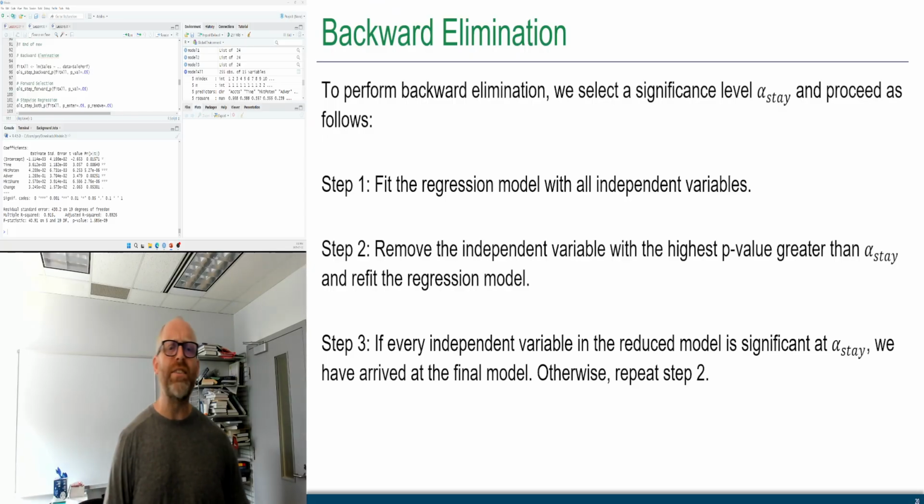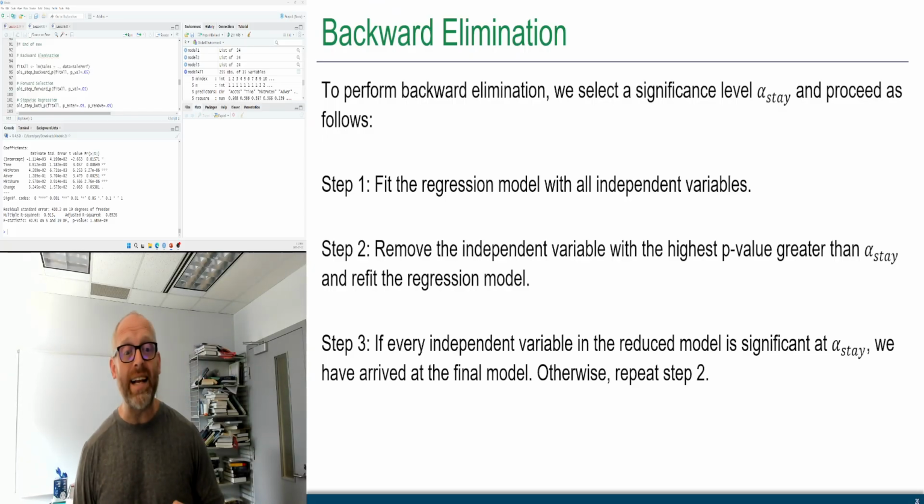Okay, so let's look at option two. This is the second iterative method. This is backwards elimination. So forward selection, what we started with was the empty model. Here what we're doing is starting with a full model. We still have that alpha, but it's not alpha enter anymore, it's alpha sub stay. And we predefine these in advance. This could also be the 0.05 or the 5%.